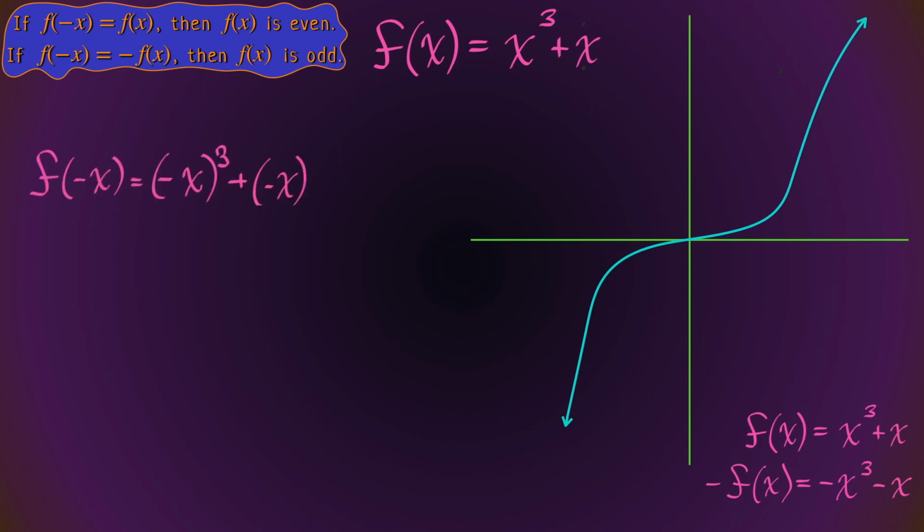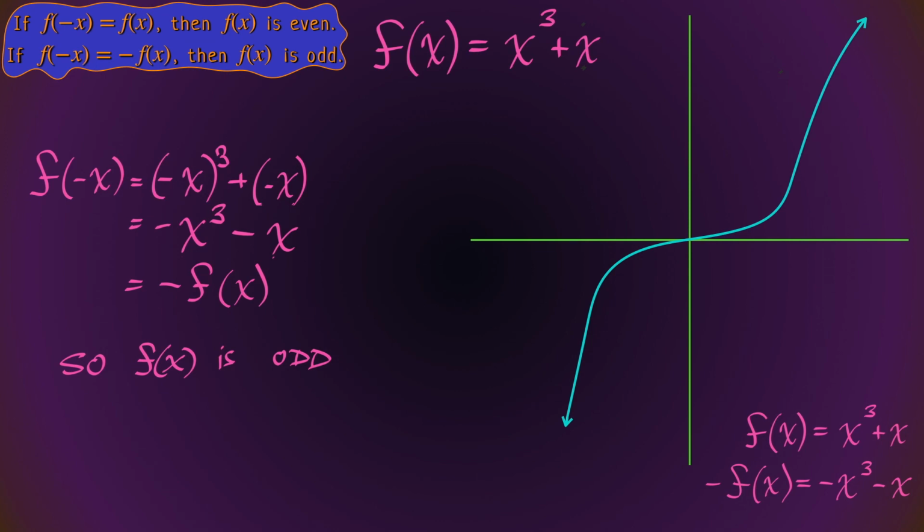So we get (negative x) being cubed plus negative x. (Negative x) cubed is negative x cubed. And then we have a minus x, which is exactly negative f of x. So that shows that f of x is odd.